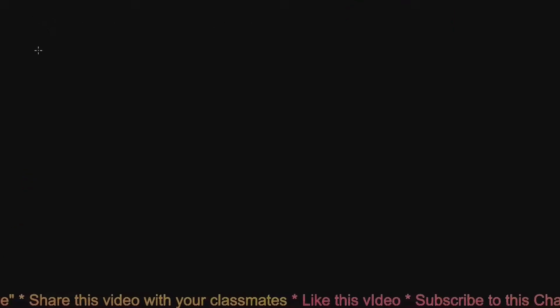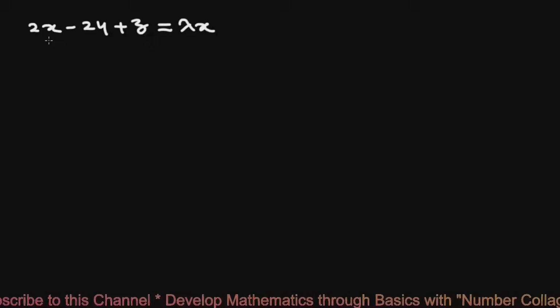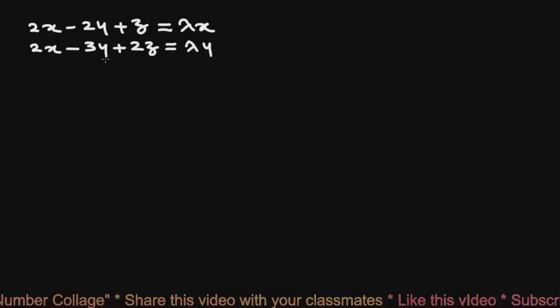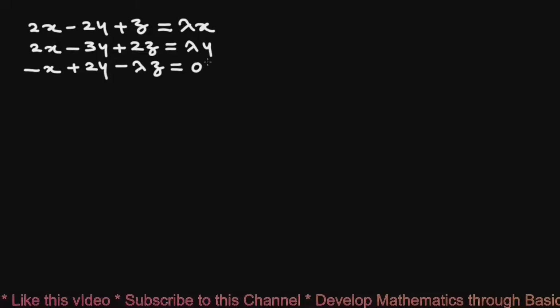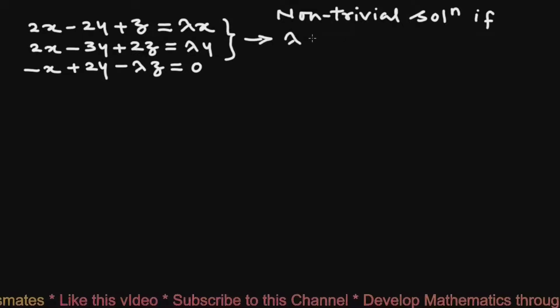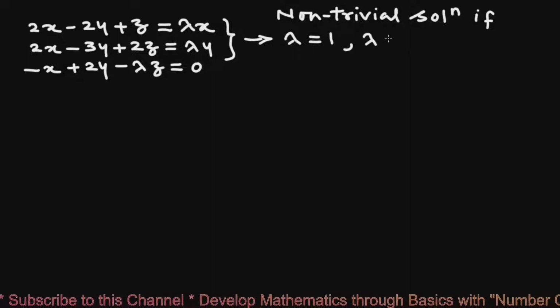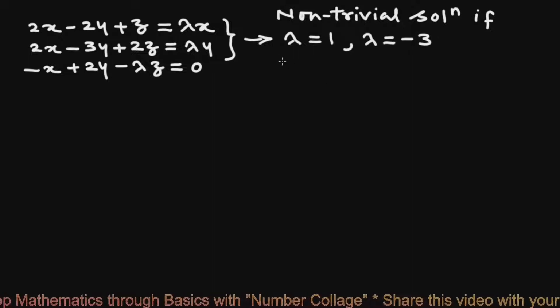We have to show that the system of equations 2x minus 2y plus z equals lambda x, 2x minus 3y plus 2z equals lambda y, and minus x plus 2y minus lambda z equals 0 can have a non-trivial solution only if lambda equals 1 and lambda equals minus 3. We have to obtain the general solution in each case.